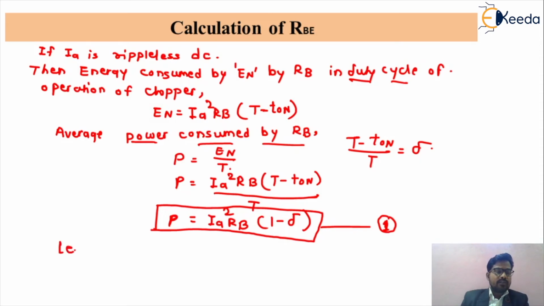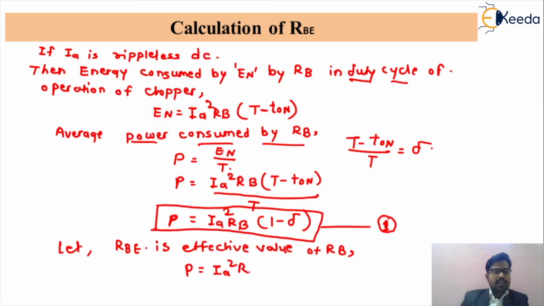Let us find the effective value of the resistance, that is RBE, the effective value of Rb. We are getting the fundamental equation, that is P is equal to IA square into RBE. This will be called equation number 2.